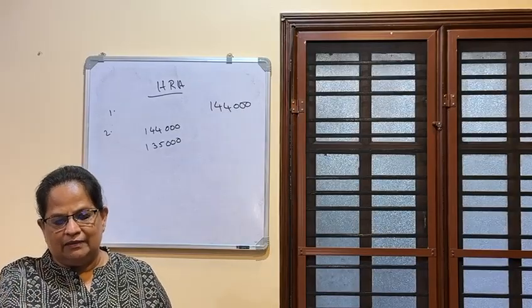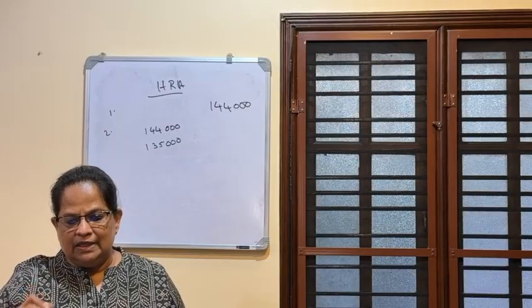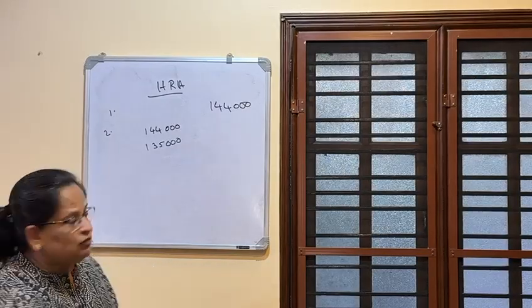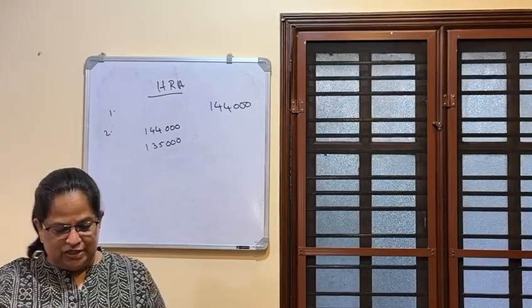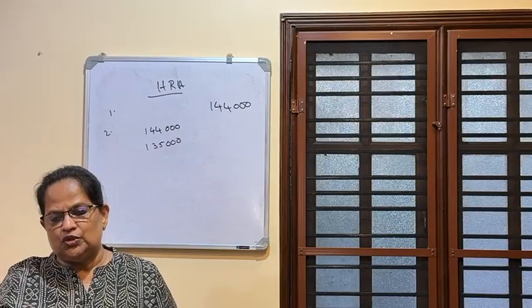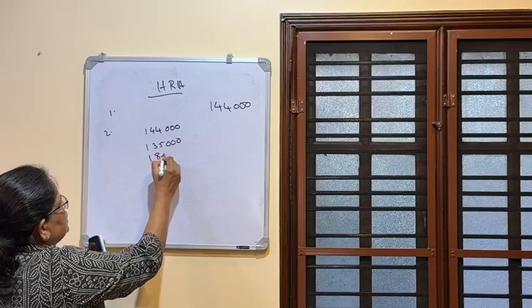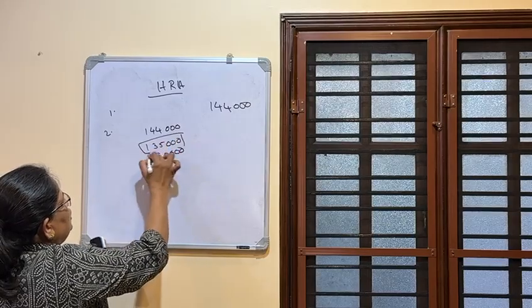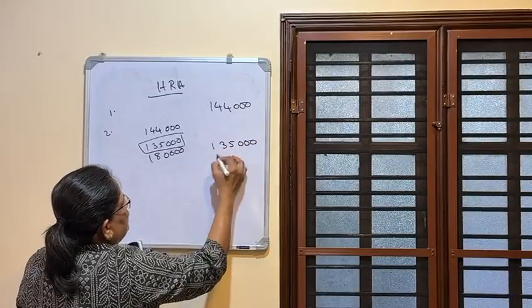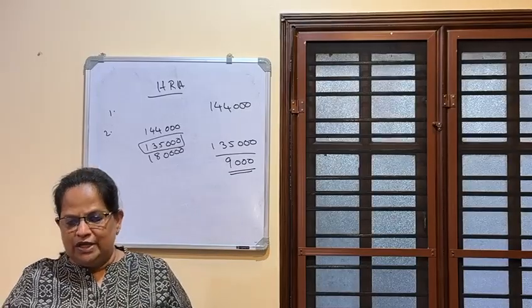Now 50% of salary. Here you have to take the least value. 40% of salary is for a non-metro city. He is working in a non-metro city. We compute the salary in Mysore, so it's a non-metro city. It's 40% of the salary, so it is 1,80,000. So the least value is 1,35,000, so you have to reduce 1,35,000. Now the taxable HRA is 9,000. This value we need for computation.